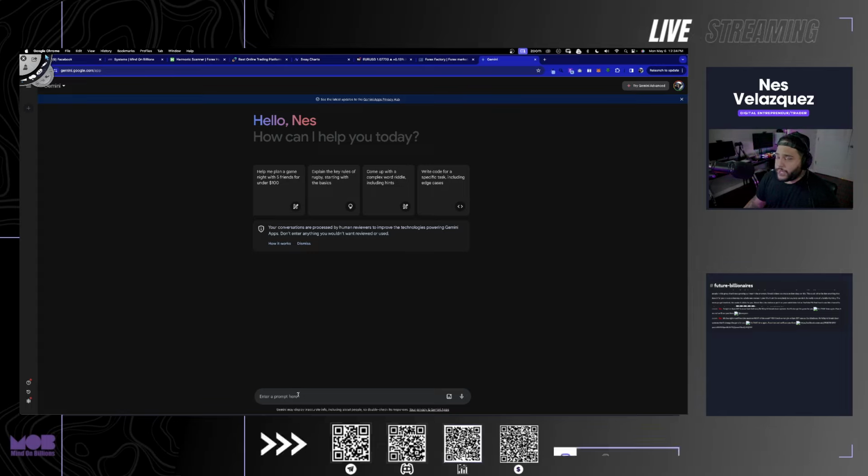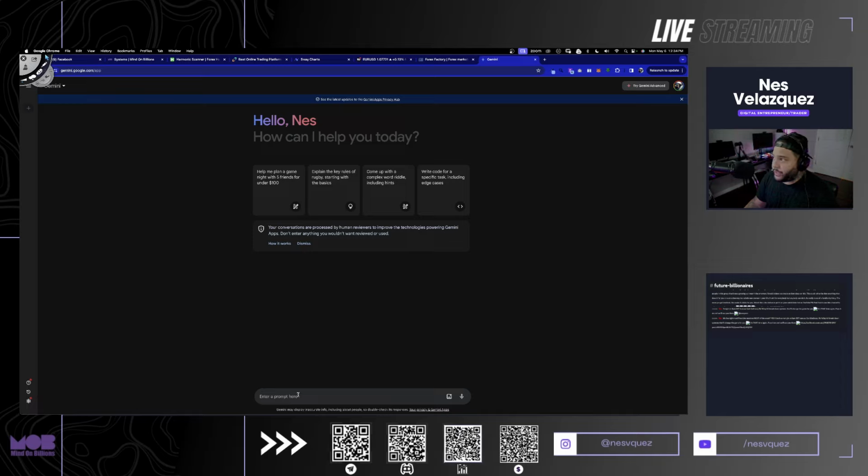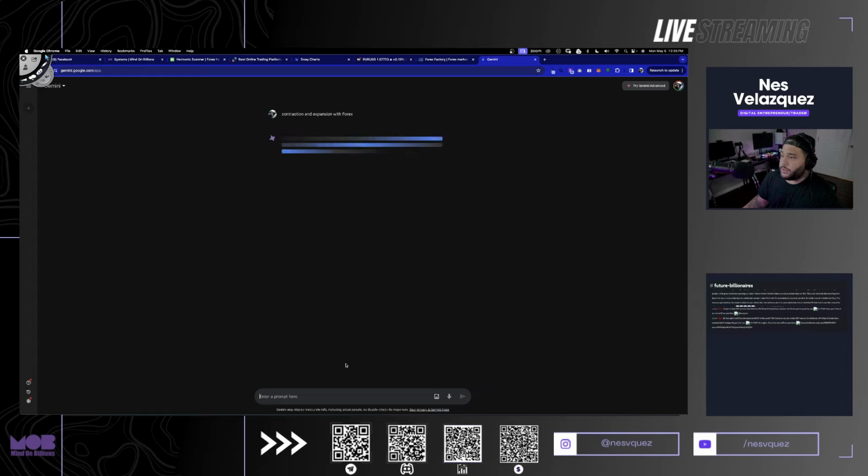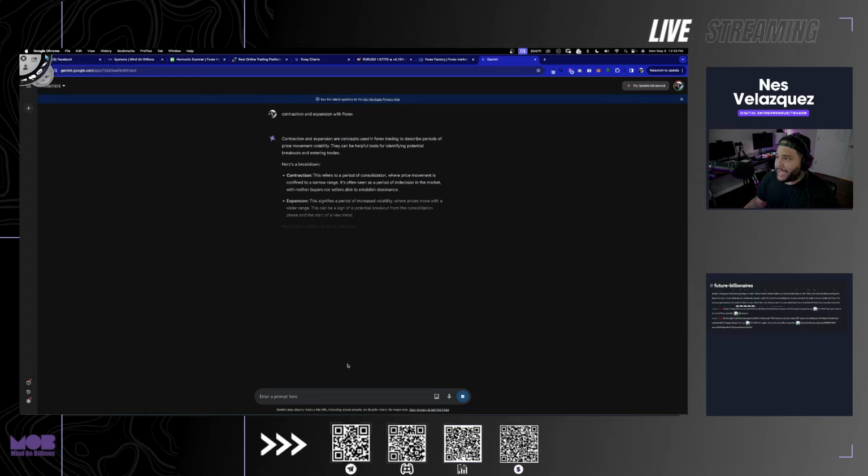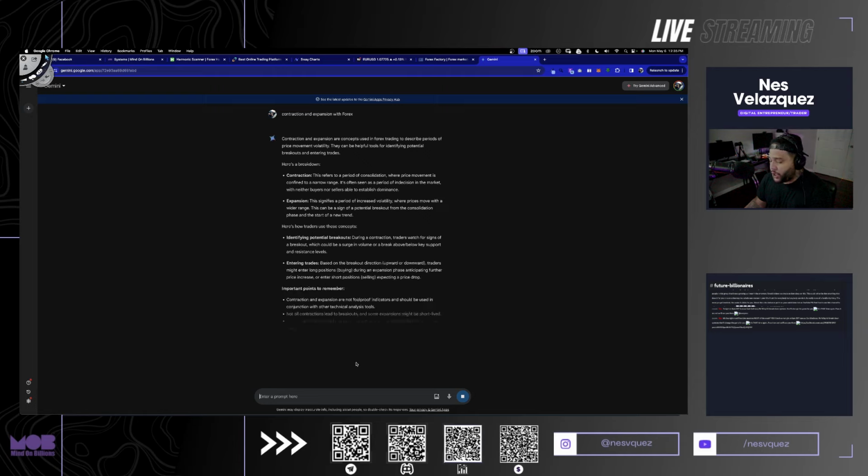So here's an AI that everyone could tap in with. It is Gemini. Let's talk about contraction and expansion with Forex. You can literally use AI to your advantage, because unlike a typical Google search, this is something that's unique to you and your search. So you can literally order it things, and it'll do it for you.